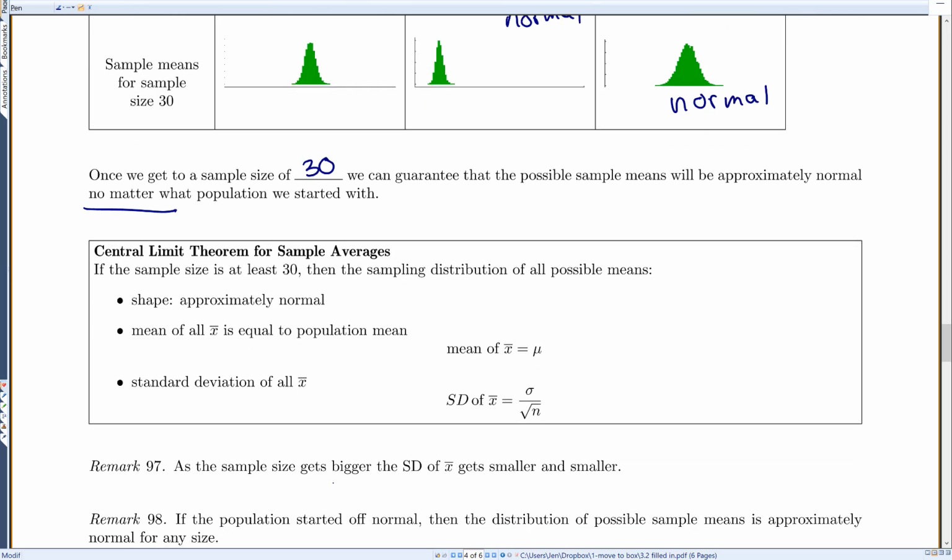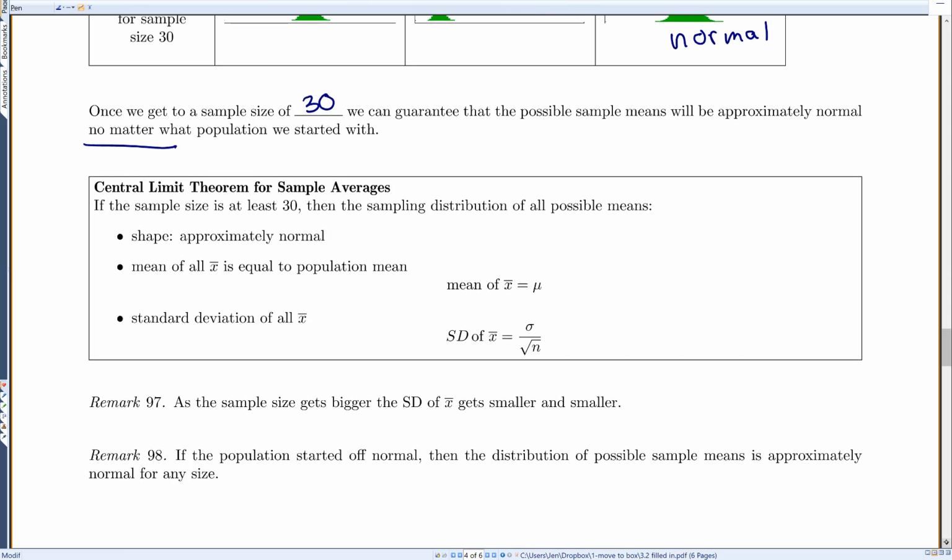And remember, as the sample size gets bigger, the standard deviation of x bar, of all the different sample means, gets smaller and smaller. The reason why is the standard deviation is calculated by this sigma over the square root of n. So as n gets bigger and bigger, mathematically, the entire number has to get smaller and smaller because you're dividing by a bigger and bigger number.